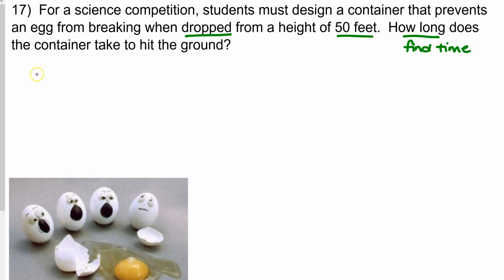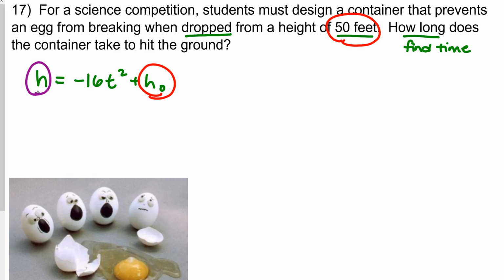So let's use the model. h equals negative 16 t squared plus h naught. We know the initial height is 50 feet, so we'll substitute that in. Do we know the final height? We do, because we're finding the time for it to hit the ground, and the ground would be a height of 0.